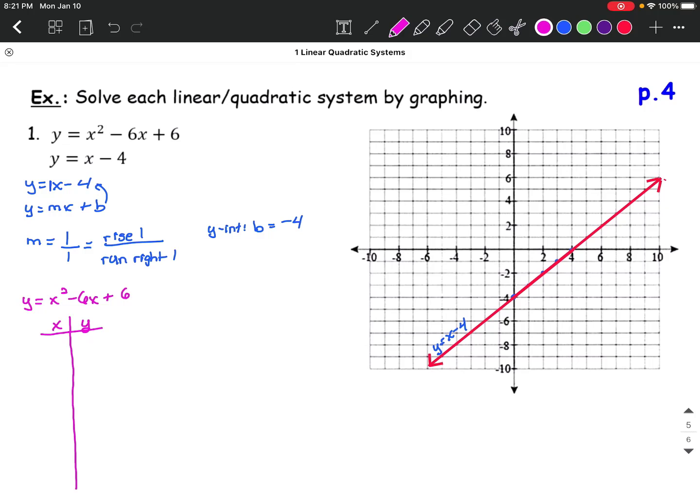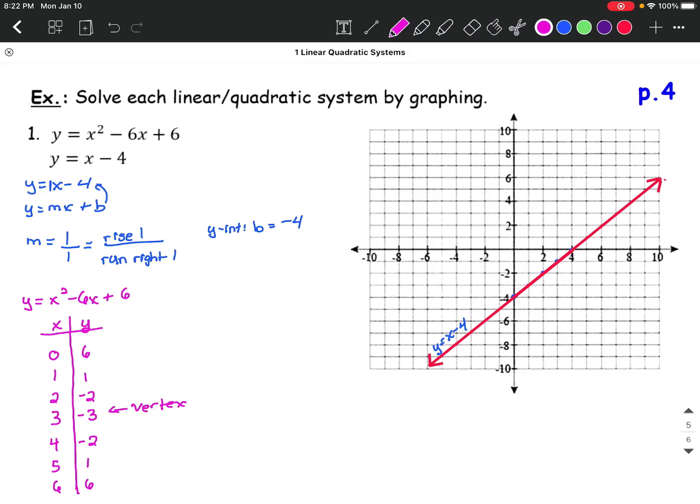Okay, so on our calculator, we saw that the vertex was at 3, negative 3. We take 3 numbers smaller than 3. That's 2, 1, and 0. And 3 numbers bigger than 3, 4, 5, and 6. And the numbers we copied off the table.